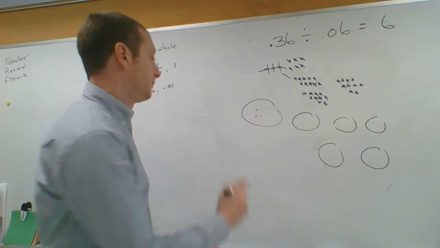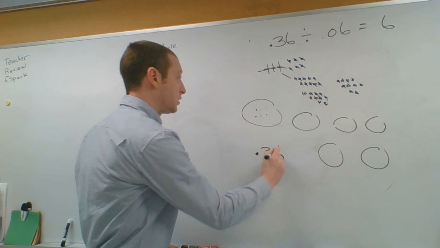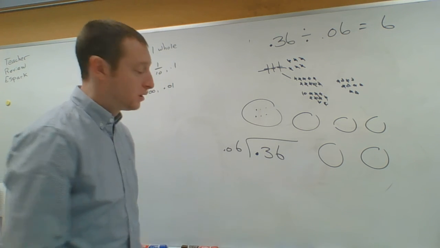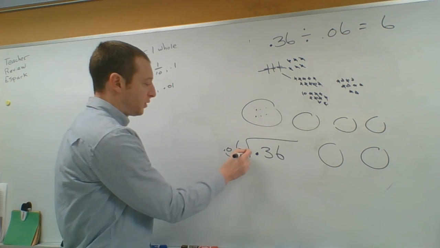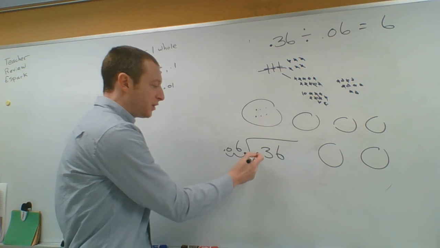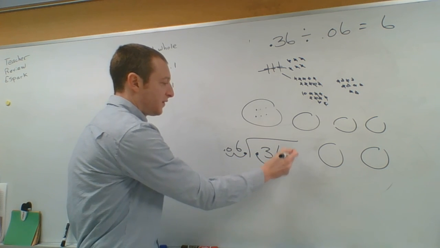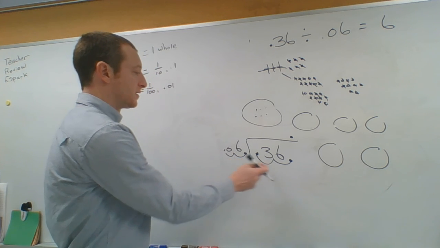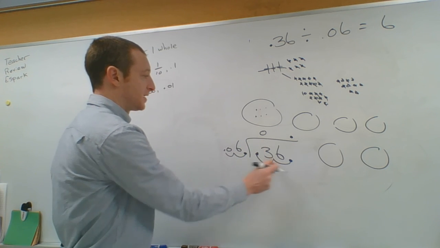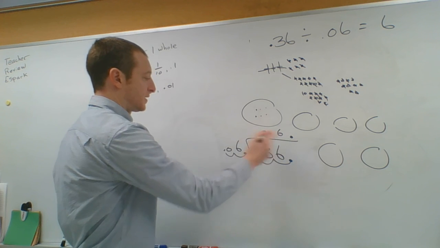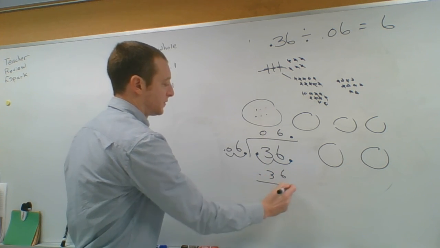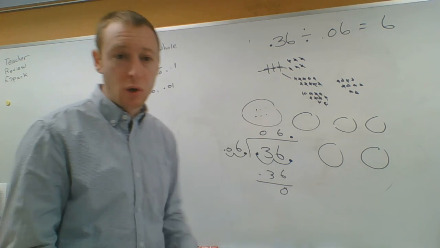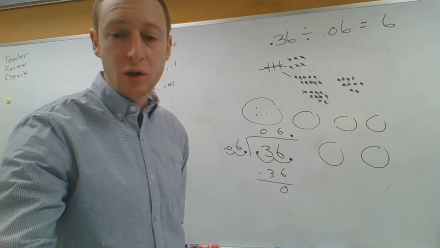Let's check it though. 36 hundredths divided by 6 hundredths. Remember, move this over 2 places to make it a whole number. Whatever you do to the outside, you have to do to the inside. And let's divide. How many 6's in 3? 0. How many 6's in 36? 6. 6 times 6 is 36. Subtract, 0. Okay, so drawing and then checking our work. I will see you during your teacher center.